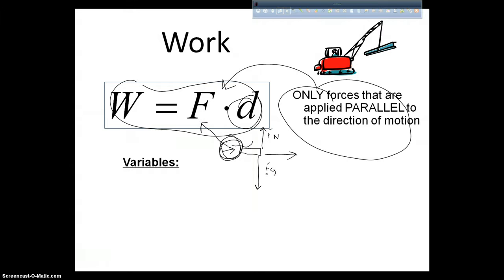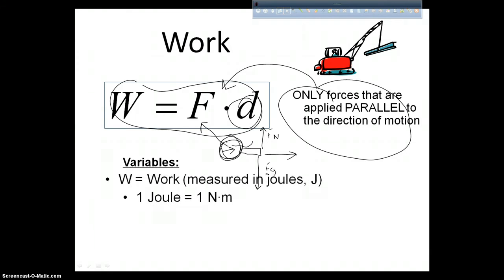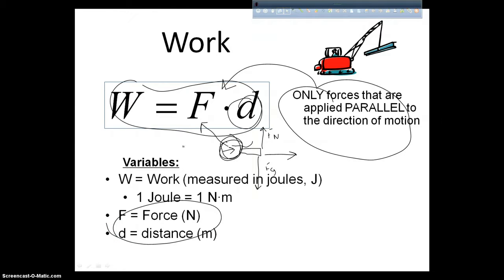The variables in this equation, they're the same. The force and the distance are the same as what we've used before. So notice that force and distance are the same as they've always been. Force is measured in newtons, distance in meters. But now we have a new variable, work. Work will be measured in joules. Joules is symbolized as capital J. Work is in joules.